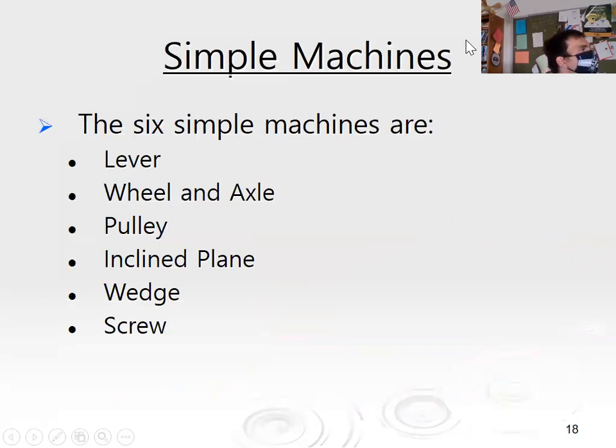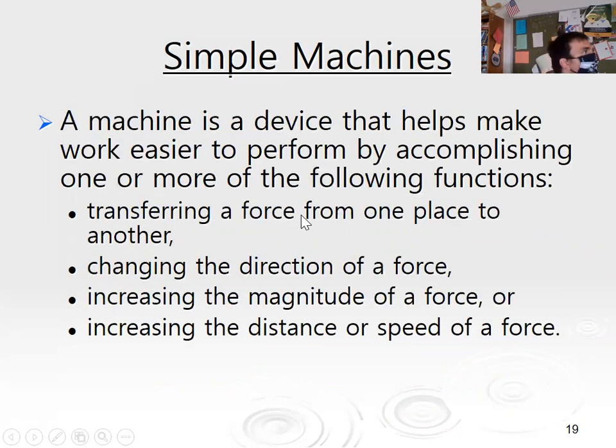The 6 simple machines that we're going to talk about today are a lever, wheel and axle, pulley, inclined plane, wedge, and screw. A simple machine performs a task with only one movement. There are 4 things a simple machine can do. It can transfer some force from one place to another. It can change the direction of the force. It can increase the magnitude of the force. It can increase the distance or speed of a force.